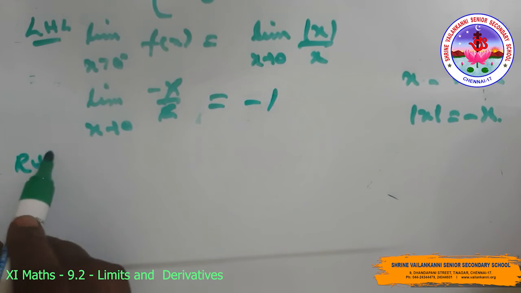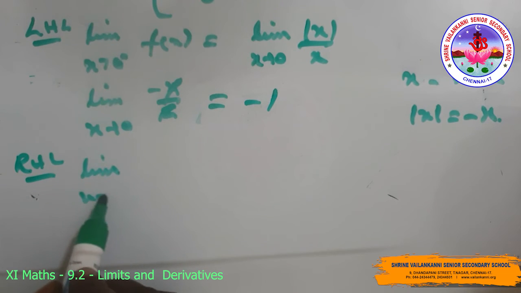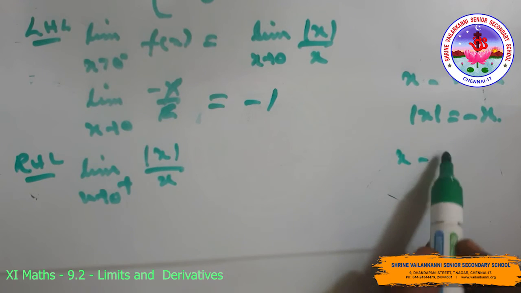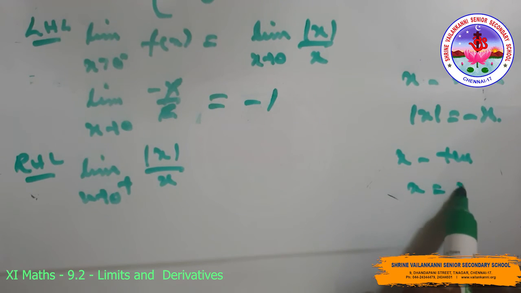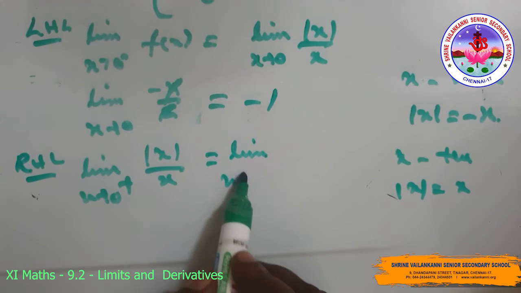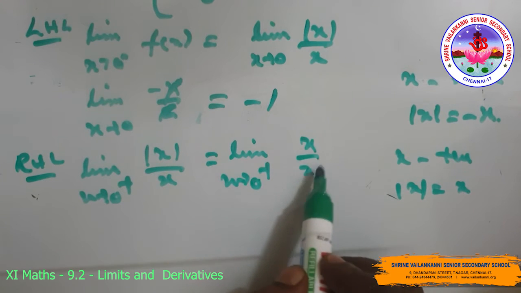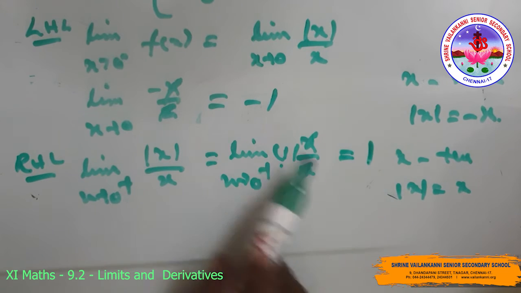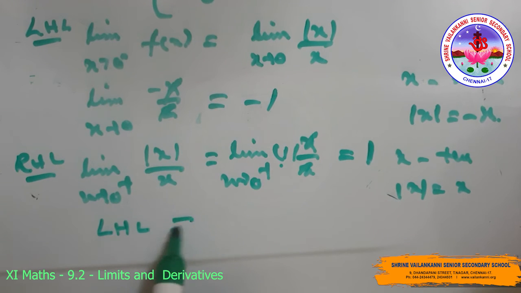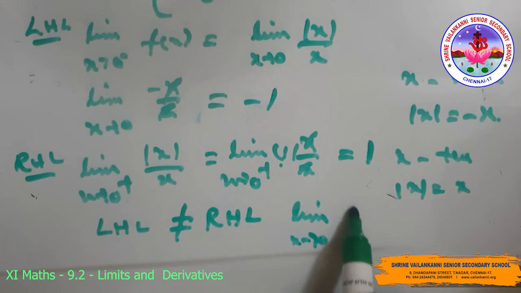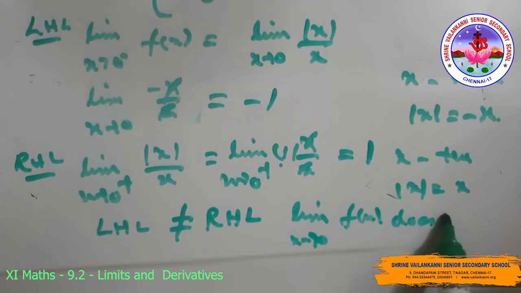Then right hand limit, limit x tends to 0 plus f of x is modulus x by x. X is positive, so modulus of x equal to x. So we have limit x tends to 0 plus of x by x, which is 1. So limit of 1 equal to 1. Here we can see that left hand limit is not equal to right hand limit. Therefore, limit x tends to 0, f of x does not exist.